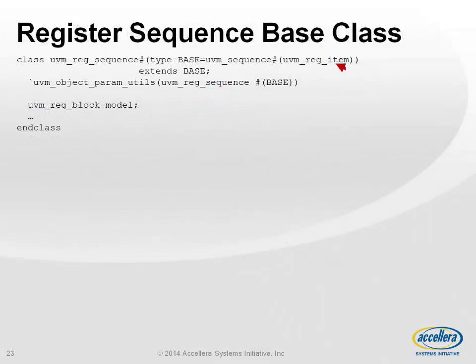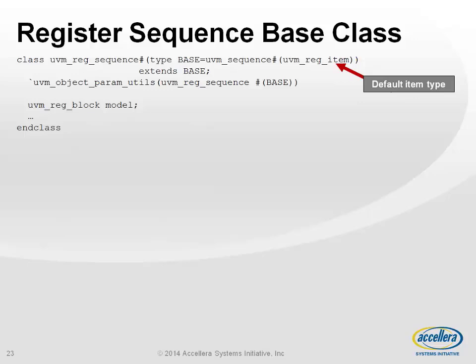We said before we want to deal with these things at the register layer as a sequence. So we have this thing called the UVM register sequence. It is extended from a base class of UVM sequence parameterized by a UVM reg item. So it's sort of parameterized by a parameterized type. This is all fine here, don't worry about it, because when we go and extend the UVM reg sequence, we're going to tell it what type of bus transaction we're going to use.